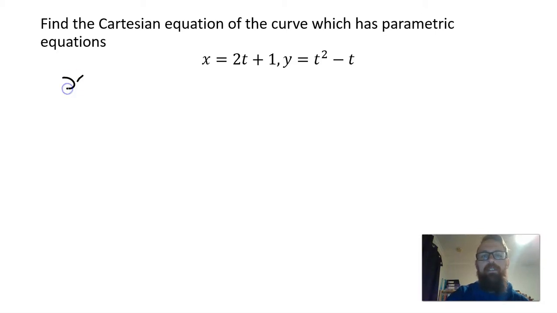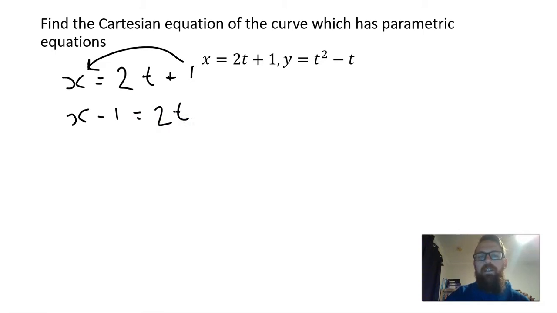So at the moment we've got x equals 2t plus 1, but we want to get t equals. So the first thing I want to do is remove my plus 1 to the other side by subtracting it. So x minus 1 equals 2t. And hence to get t by itself, we divide both sides by 2. So t equals x minus 1 divided by 2. All right. So we can now substitute this into our y.